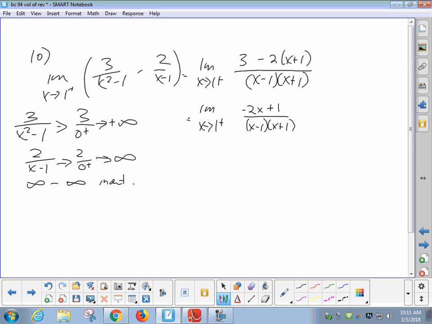All right, now that is not indeterminate anymore. If I were to look at this, what does the top go to? Negative 1. What does the bottom approach? Given that we're greater than 1, this will be tiny positive numbers, yeah? Do you agree? And this will be tiny positive numbers. So what's a negative 1 divided by tiny positive numbers? Negative infinity.